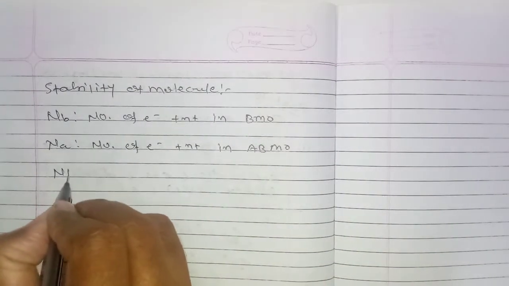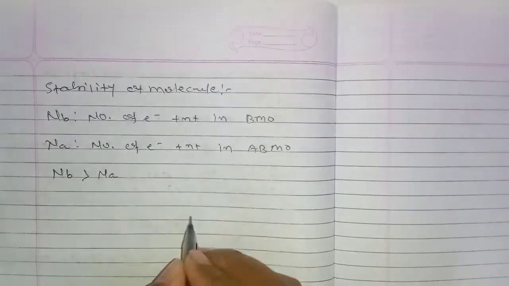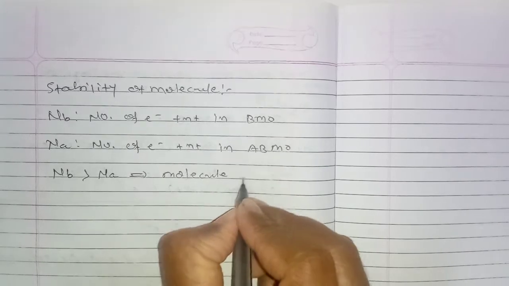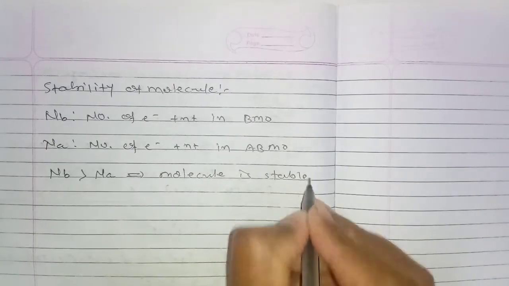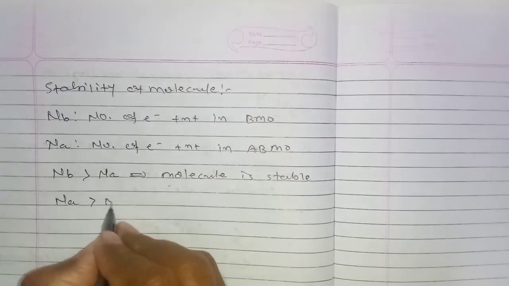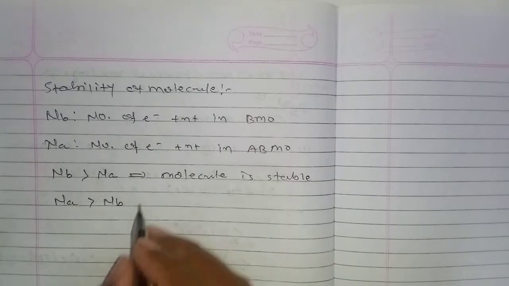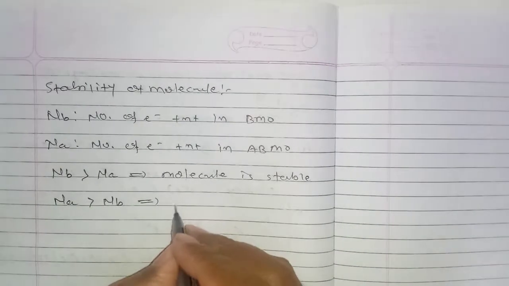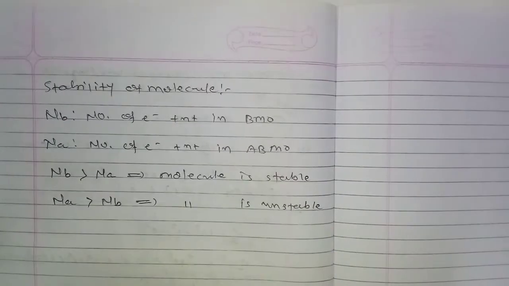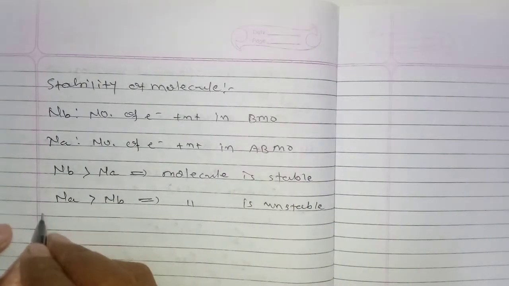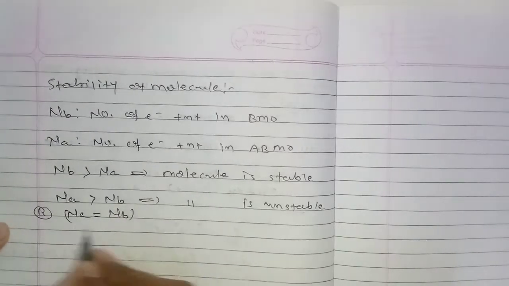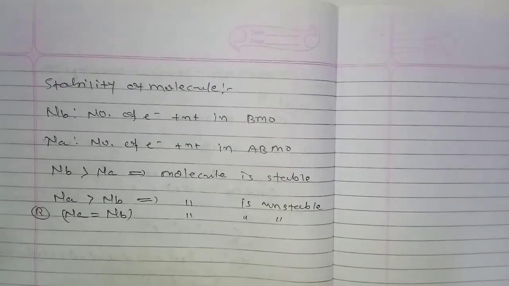If Nb is greater than Na, then the molecule is stable. If Na is greater than Nb, then the molecule is unstable. Or another condition, if Na is equal to Nb, then the molecule is unstable.